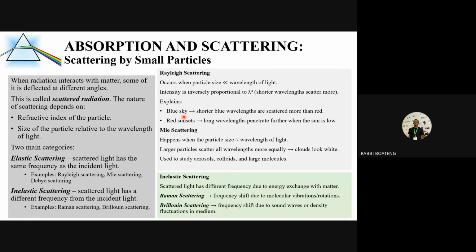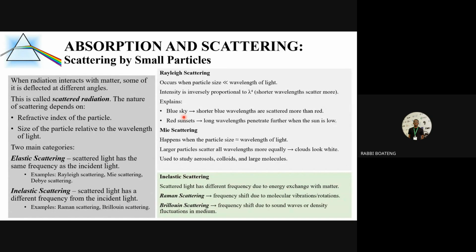But as it's settling down, this time around, the distance does matter here. Is that okay? As it's settling down, the longer wavelength tends to penetrate more than that of the what? The blue. So we tend to see the red sunset more when it's settling down. But the Rayleigh scattering is opposite to the Mie scattering.